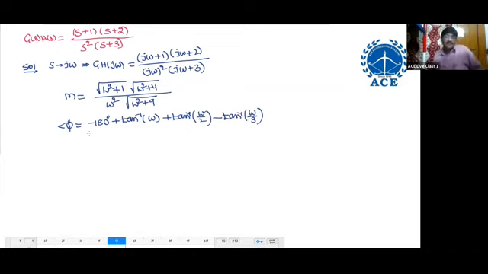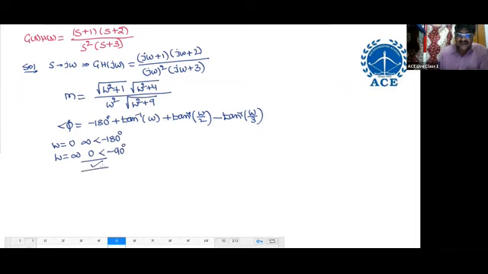Come on, do it. Omega 0: magnitude infinity, angle minus 180. Omega infinity: magnitude 0. What is the angle? This plus 180 minus 180 is 0, that means minus 90. Satisfied our condition. Now do it.